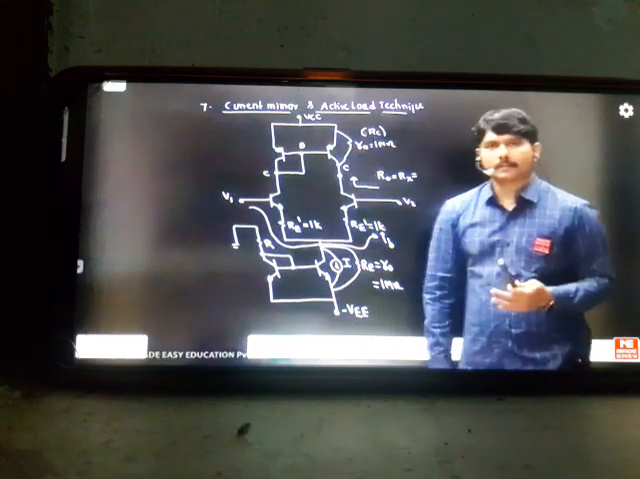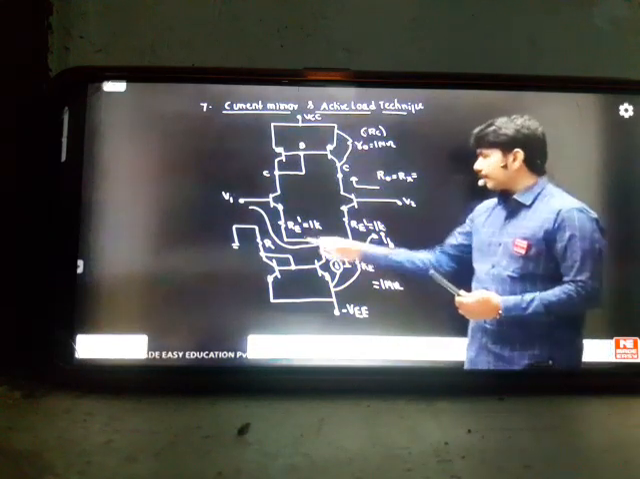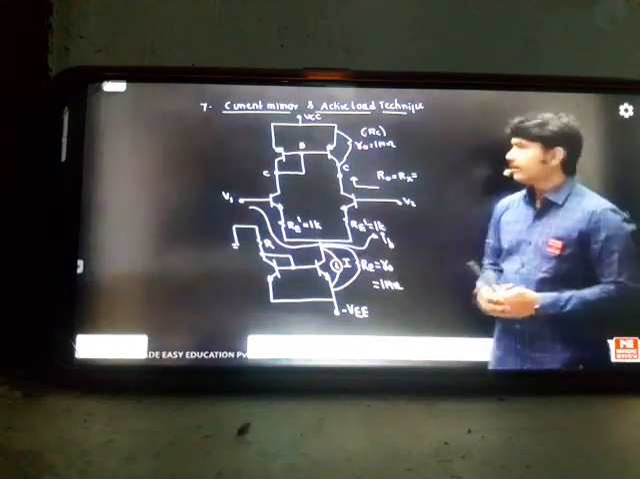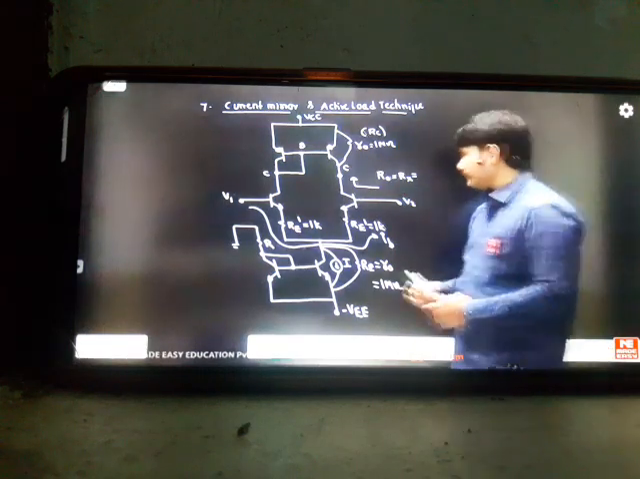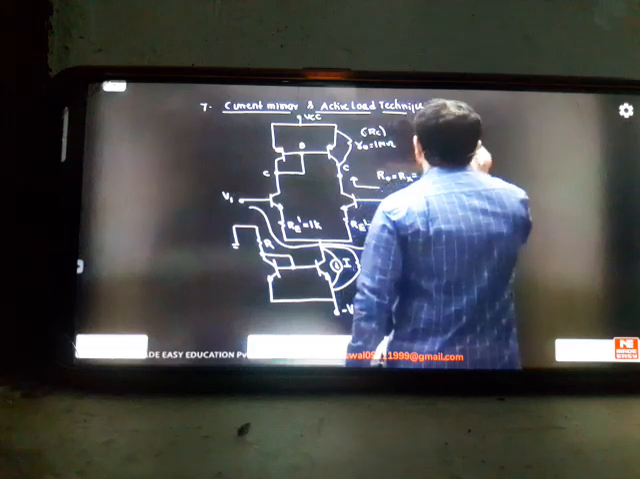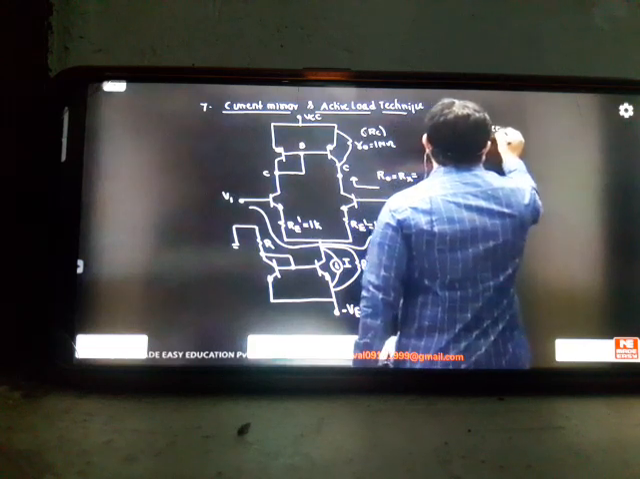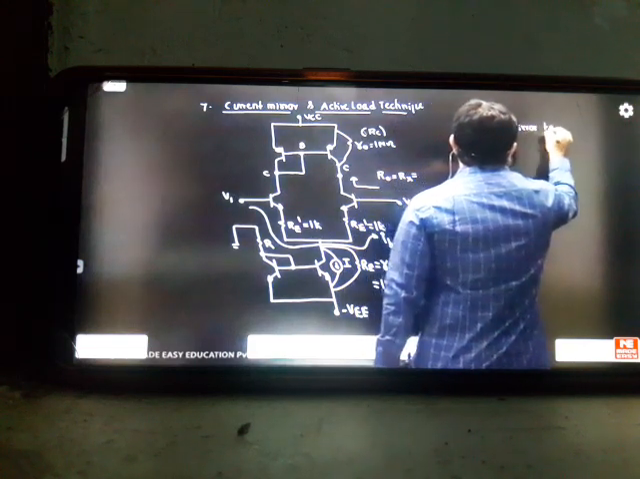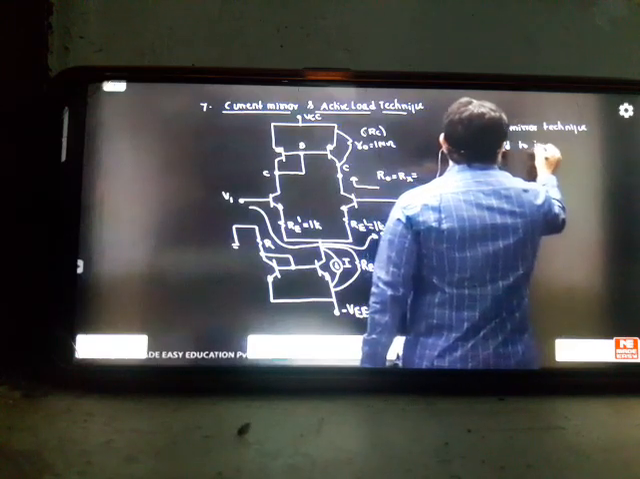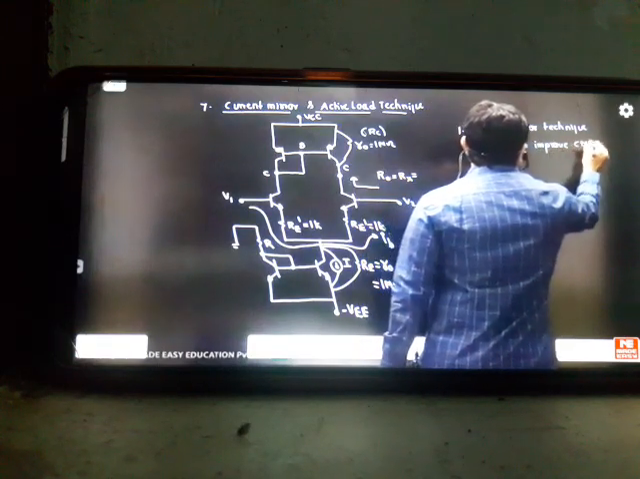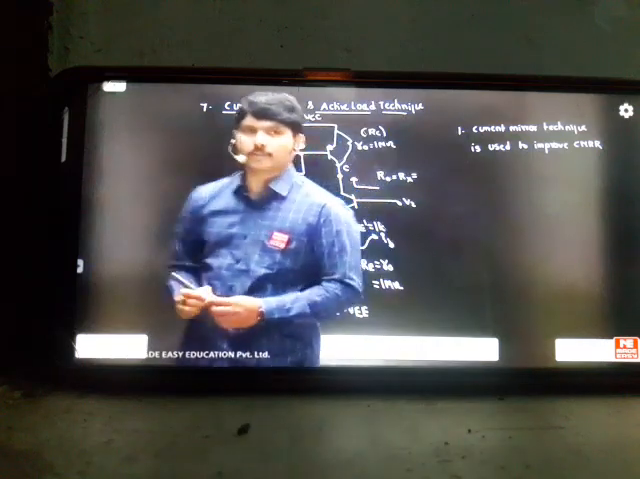Whatever subtopics we studied are all used in this lecture. One is meant to reject the AC current flowing here, for which I have used the current mirror technique. And to increase my load impedance to a very high output impedance, I have used the active load technique once again. So let's see the importance. First point: the current mirror technique is used to improve CMRR.